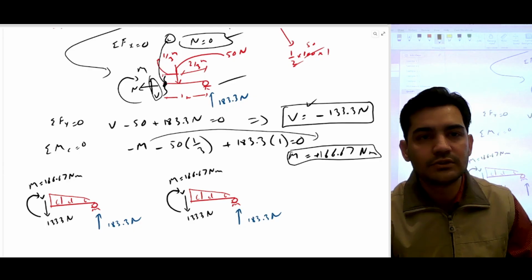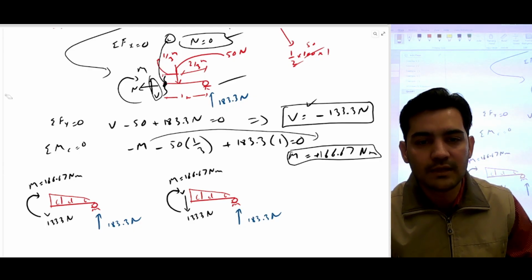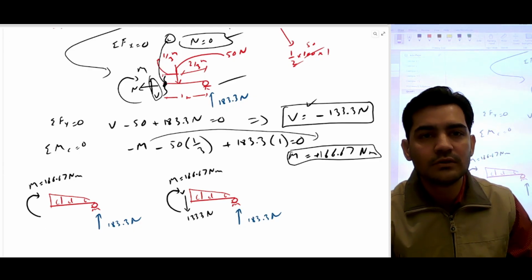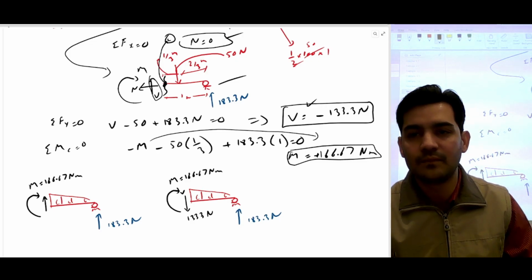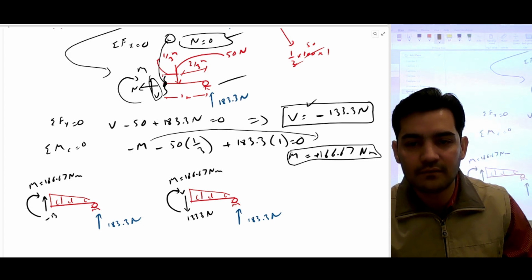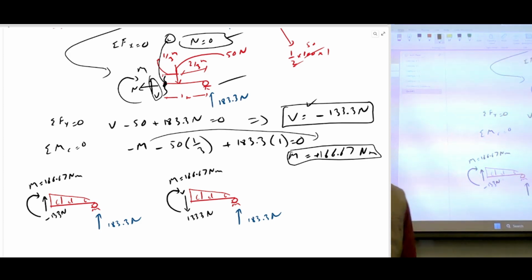Or what you can do, if you don't want to change the direction, because our shear force came out to be negative, another thing you can do is keep the direction as it is, but put the negative sign. That's the final answer for this.